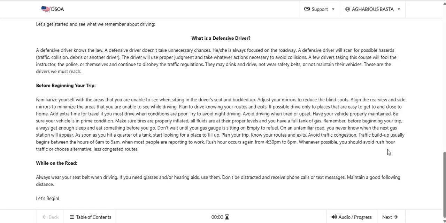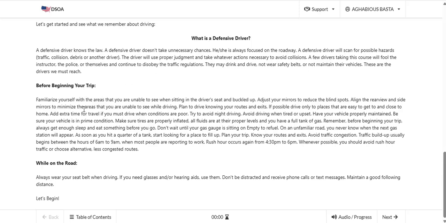What is a defensive driver? A defensive driver knows the law. A defensive driver doesn't take unnecessary chances. He or she is always focused on the roadway. A defensive driver will scan for possible hazards, traffic, collision, debris or another driver. The driver will use proper judgment and take whatever actions necessary to avoid collisions. A few drivers taking this course will fool the instructor, the police, or themselves and continue to disobey the traffic regulations. They may drink and drive, not wear safety belts, or not maintain their vehicles. These are the drivers we must reach.